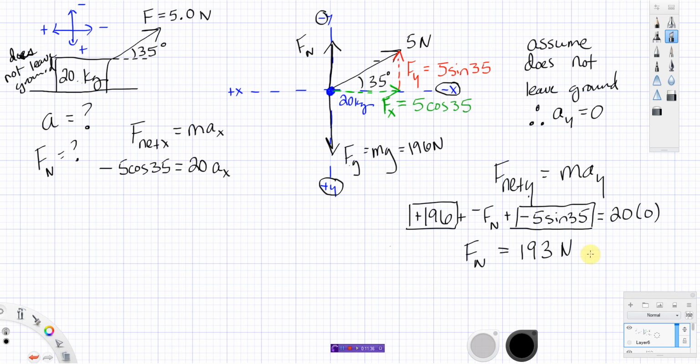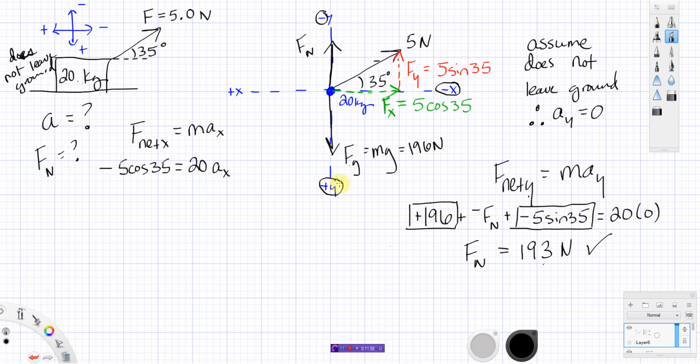This thing does not leave the ground, and therefore there is a normal force because I'm staying on the ground, and that normal force is 193 newtons. Please note that that is less than the force of gravity. Essentially, because you're pulling it up off the ground a little bit, the box isn't pushing as hard into the ground, so the ground is not pushing back quite as hard. Okay.